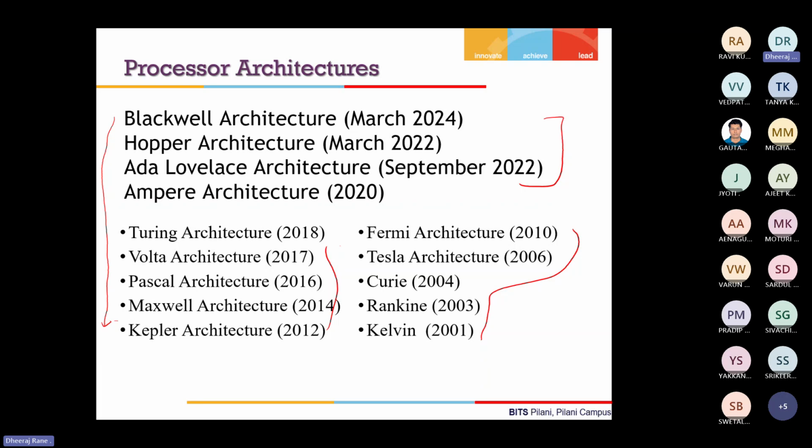So Kelvin, Kepler, Maxwell, and nowadays the popular one is the Blackwell architecture. Nowadays, whichever GPUs you see, say the 6000 series or so, all of those are coming on the Blackwell architecture.